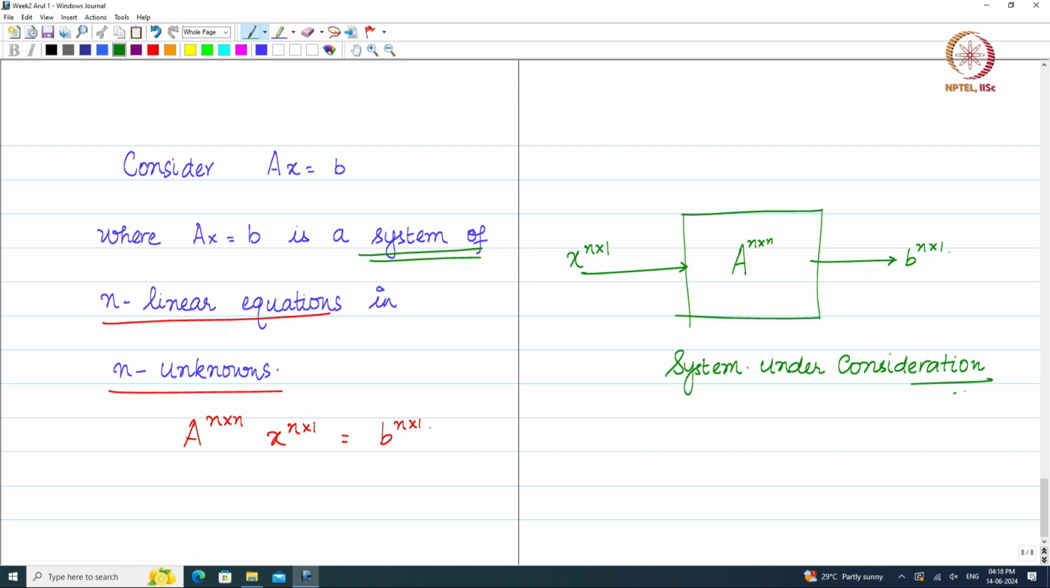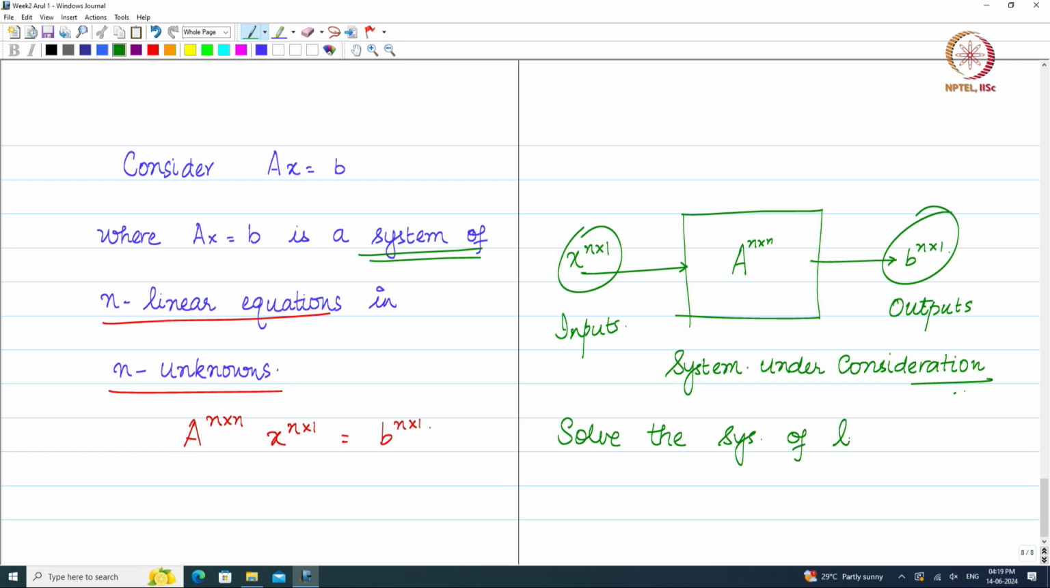So how do we interpret this? These are all my inputs to the system, and these are all the outputs from the system. That means you excite the system with these inputs, so X is also called the excitation, and B is the output, which corresponds to the response of the system for this excitation or input. So when we say solve the system of linear equations Ax equal to b, what are we trying to tell? What is the interpretation, or what is the meaning that we have?